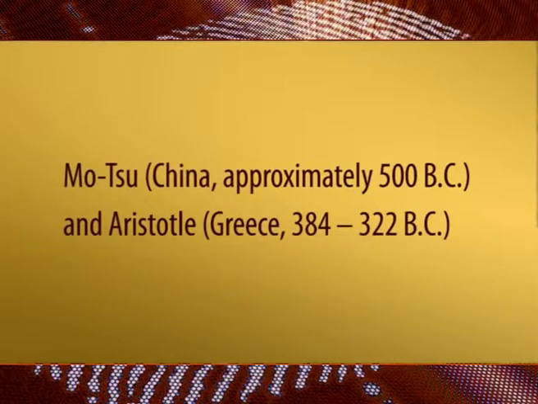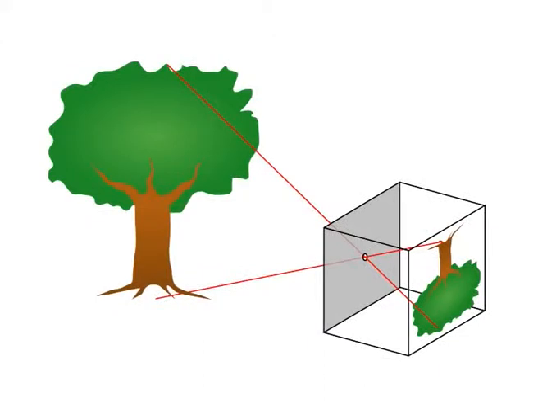Let us come to the history of camera and photography. Mozi from China, approximately 500 BC, and Aristotle from Greece, around 384 to 322 BC, observed the formation of an inverted image when light passed through a pinhole, and both of them investigated it independently.